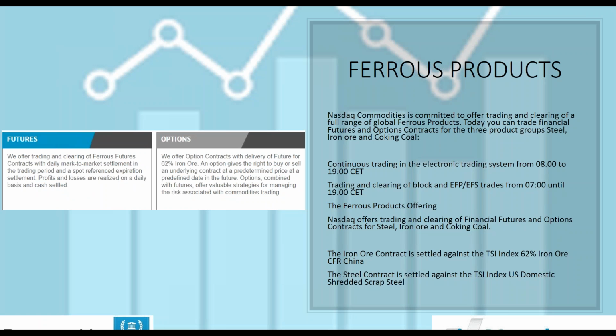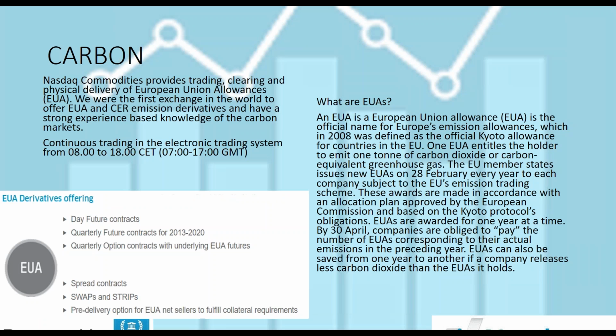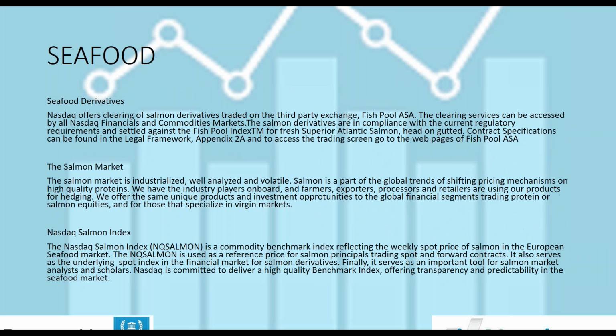We have futures and options provided by the NASDAQ in metals contracts. We also have another popular growing one, carbon. Carbon is becoming one of the biggest traded commodities on the exchange. And then we have seafood derivatives, the salmon market, and the NASDAQ Salmon Index.